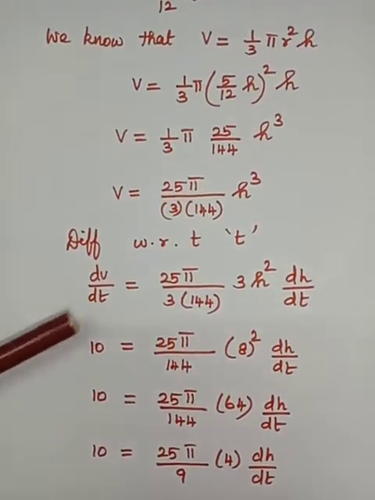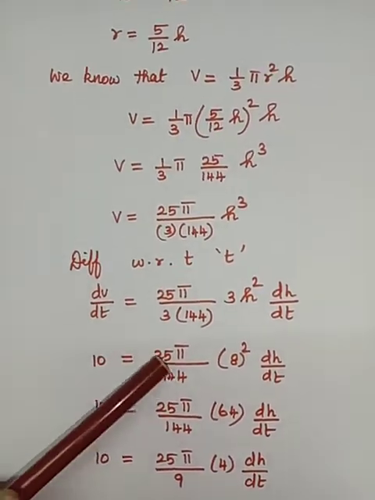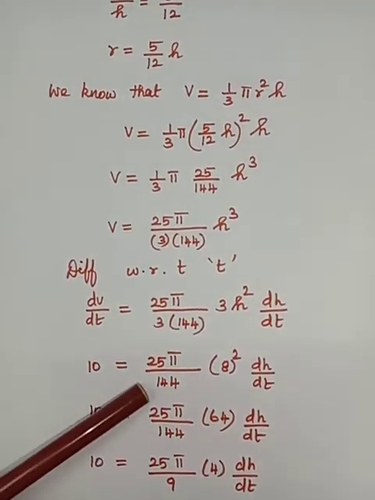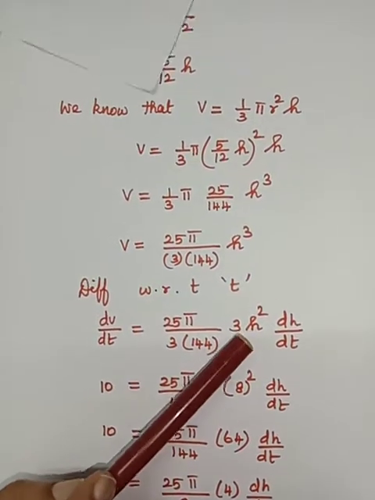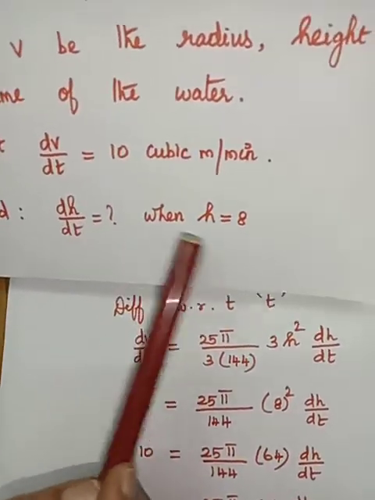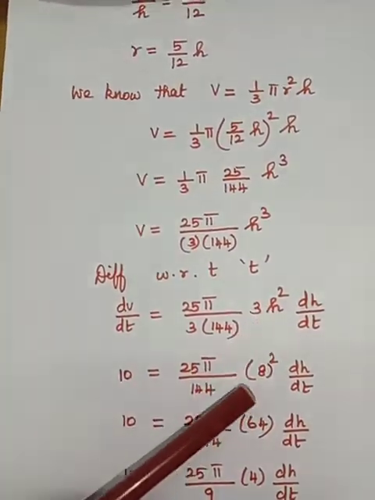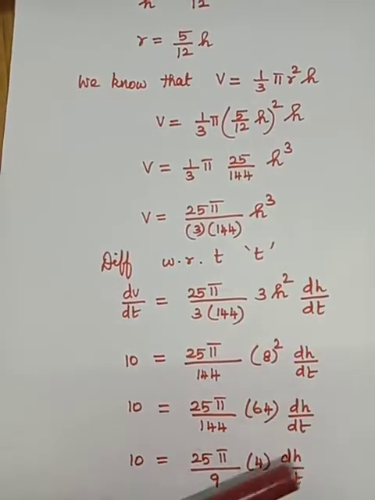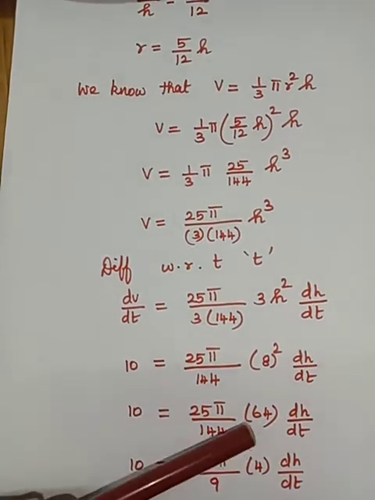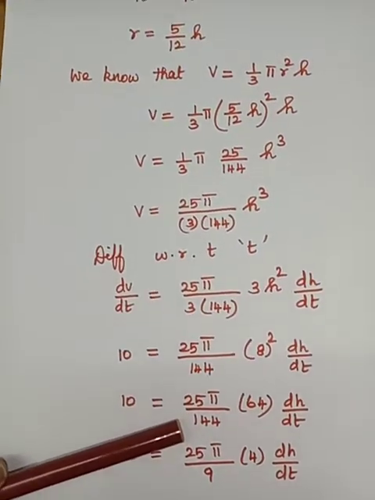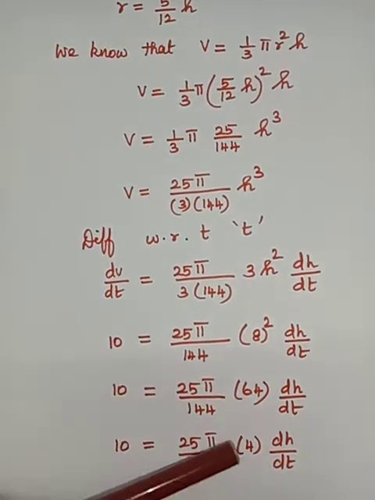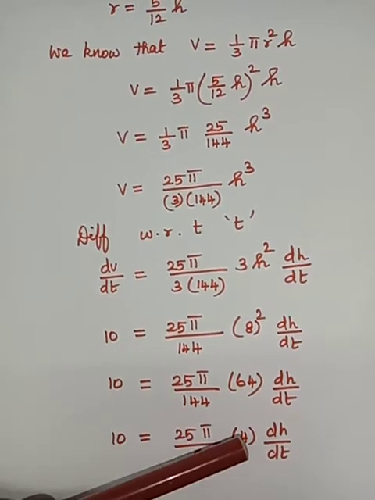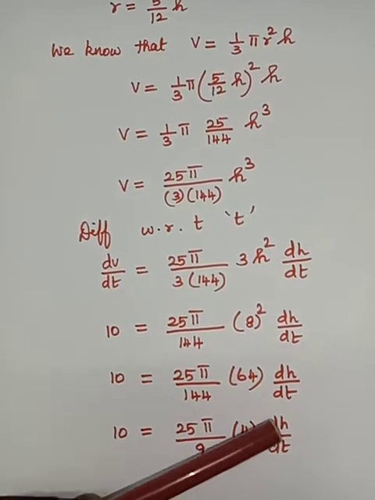So in the place of dV by dt, I have substituted 10, which is equal to 25 pi by 144, see that this 3 and 3 getting cancelled. Here what is H? When the water is 8 meters deep, so H is equal to 8. So in the place of H you have substituted 8, 8 the whole square into dH by dt. 8 the whole square is 64, and 64 and 144 if you divide by 16, 4 16s are 64 and 9 16s are 144. So 10 is equal to 25 pi into 4 by 9 into dH by dt.